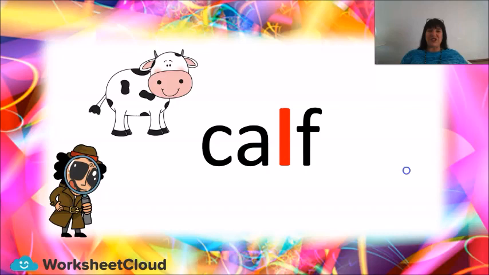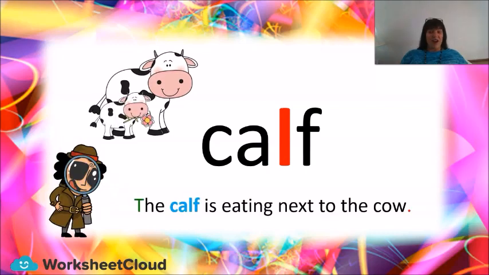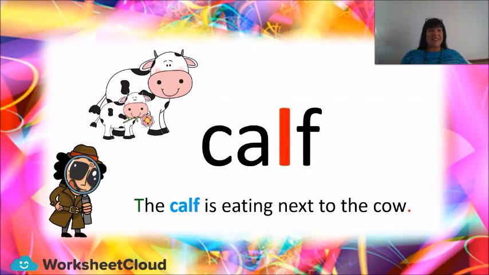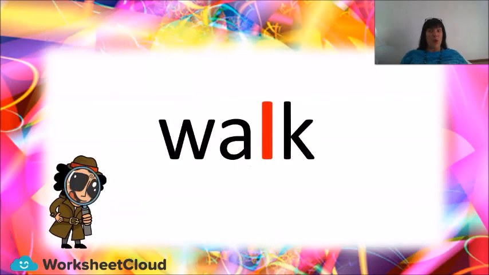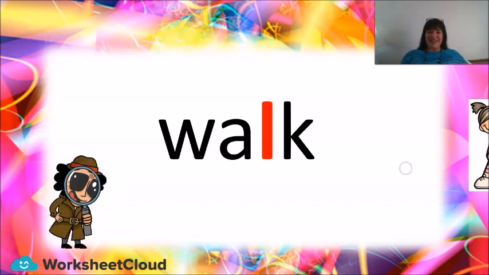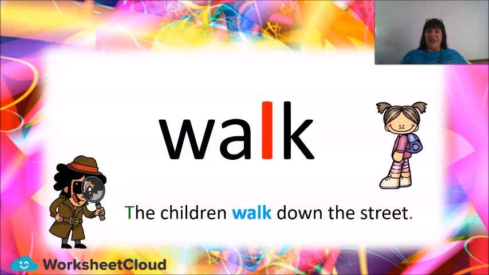Calf, we saw the picture of the calf, which is so cute. The calf is eating next to the cow, next to her mum, the calf with a silent L in it. Walk has got a silent L in it. Yes, I bet you didn't even realize that. There she is, she's going for a walk. The children walk down the street.